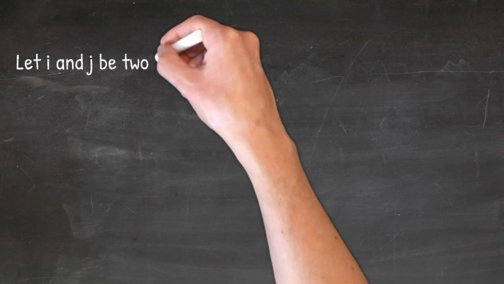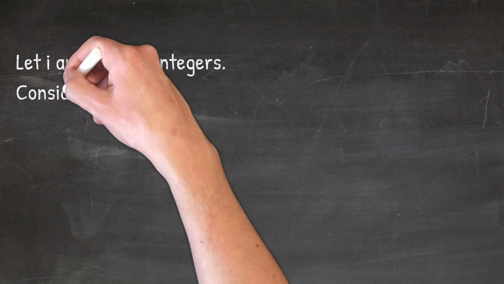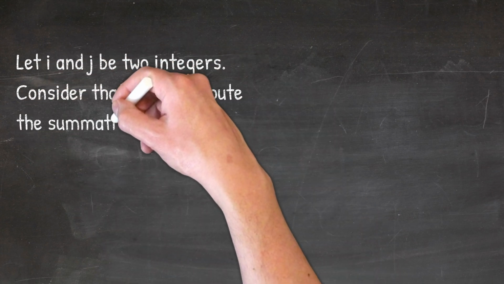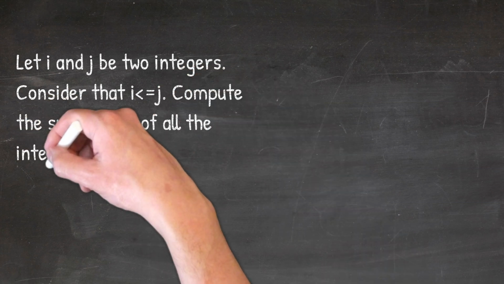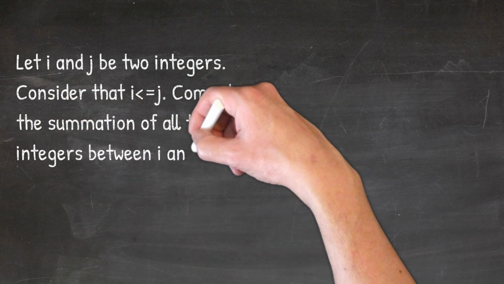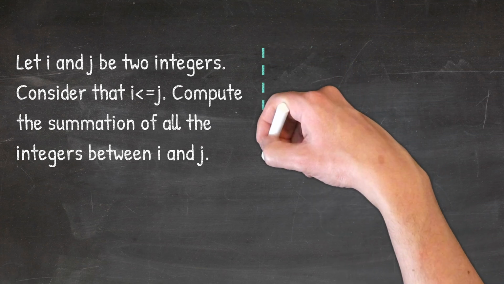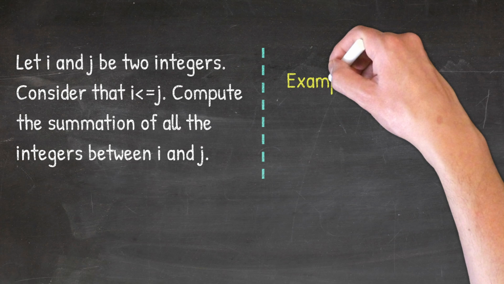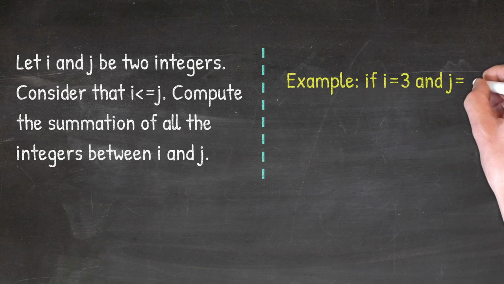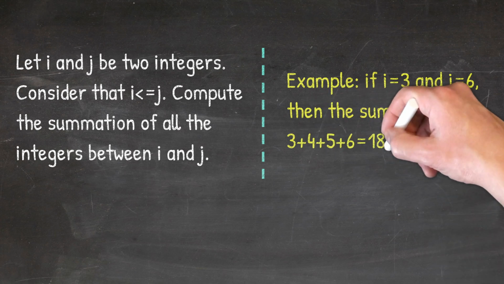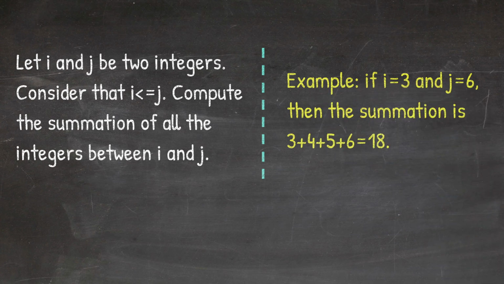Let i and j be 2 integers. Let's assume that i is smaller than or equal to j. Compute the summation of all the integers between i and j. That is, if i is equal to 3 and j is equal to 6, then compute the summation 3 plus 4 plus 5 plus 6. For these numbers 3, 4, 5, and 6, the summation will be 18.